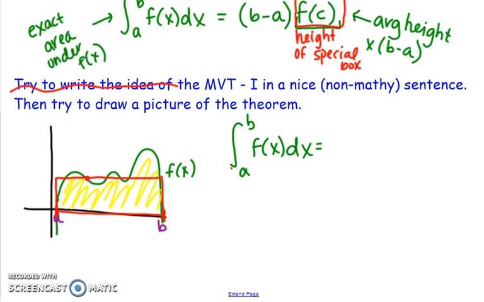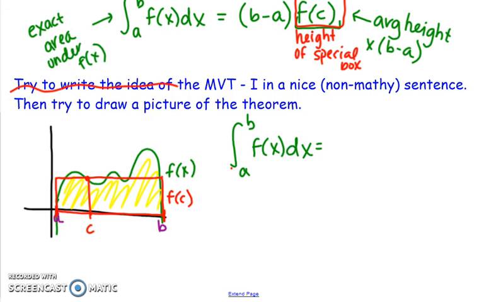Where the area of this red box, which has a height of f of c, the area of this red box matches the area underneath the yellow. So I'm missing area here and here and here from the green one, but I'm gaining it with the red one. You have to think about that in terms of average.